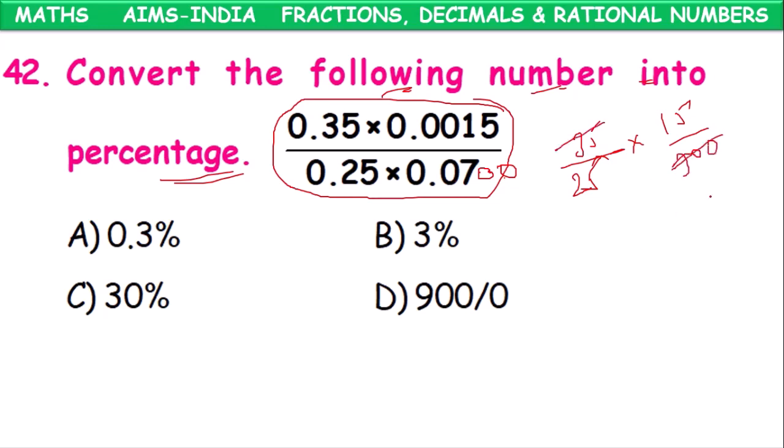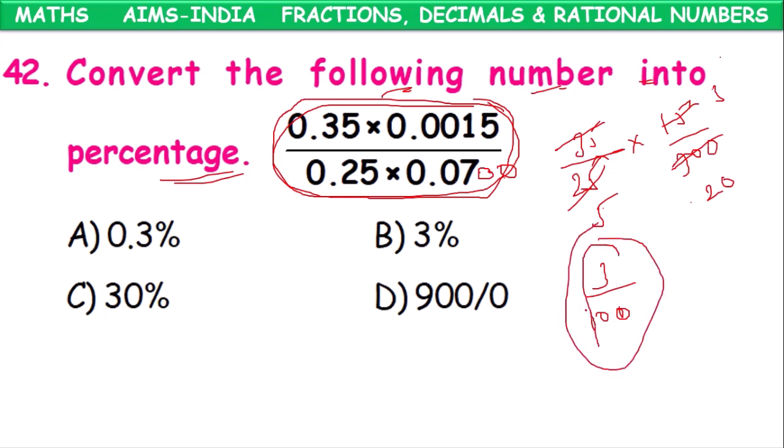So, cancellation. 35 2s are 70, 35 0s are 0, 35 20 times, 5 3 times, 3 by 5 into 20 is 100. So, the product and quotient of the given decimal numbers, after simplification, we are getting 3 by 100. 3 by 100 means what percentage? Percentage means into 100, so 3 by 100 equals 3%.